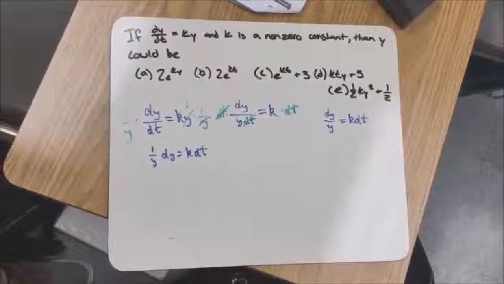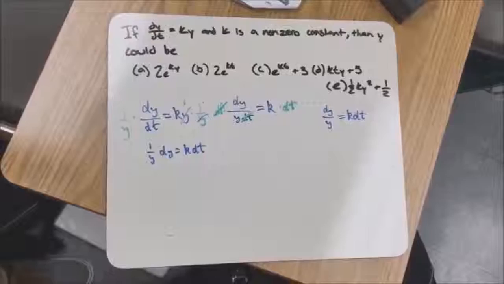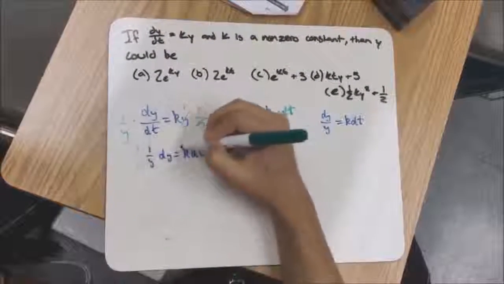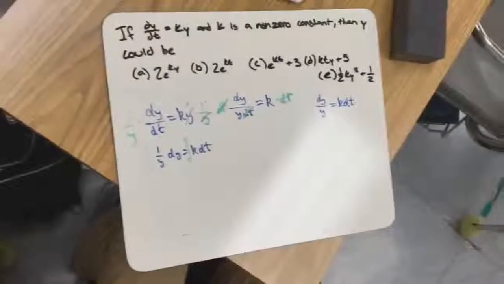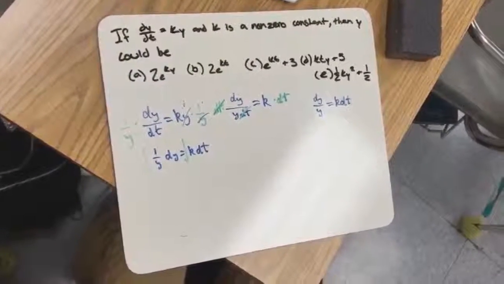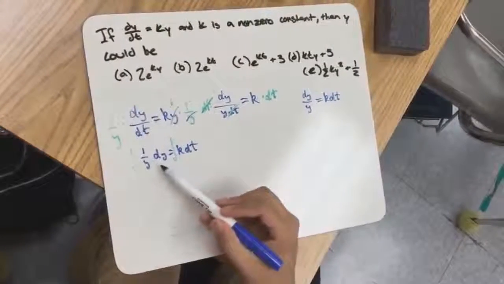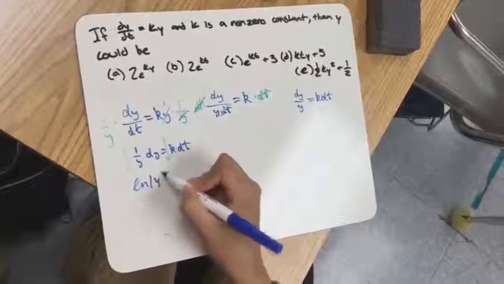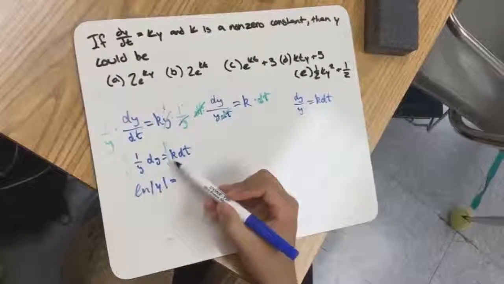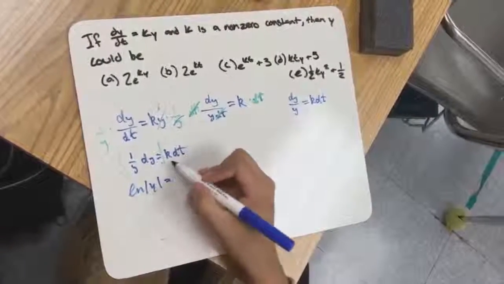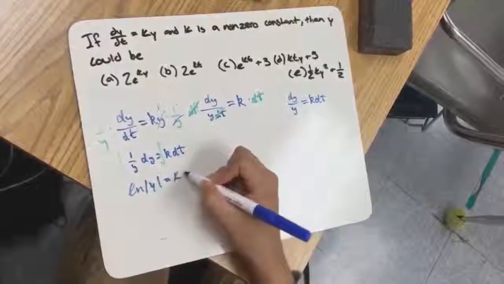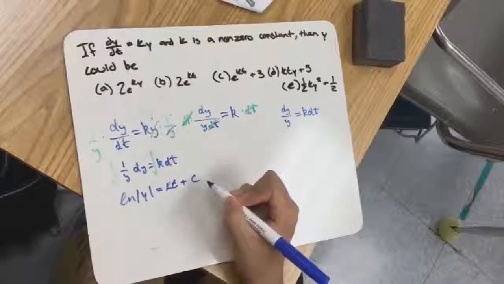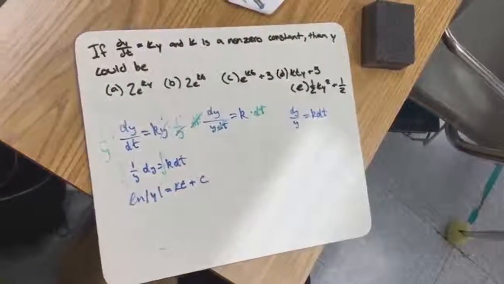After performing these steps, we must move on by finding the integral of both sides. So let's go ahead and find the integral. Using one of the antiderivatives that we memorized, we know that the integral of 1 over y with respect to y is the natural log of the absolute value of y. And the integral of k with respect to dt, since k is a constant, is going to be k times t. Don't forget the plus c. We have to add it at the end of our new equation.